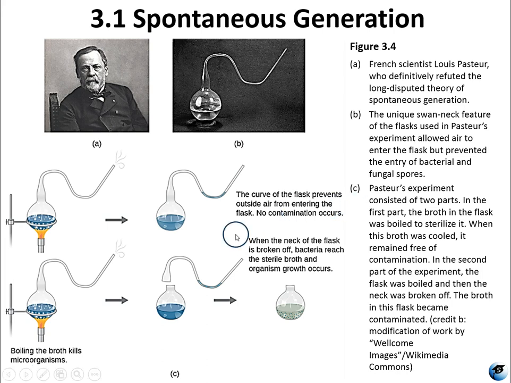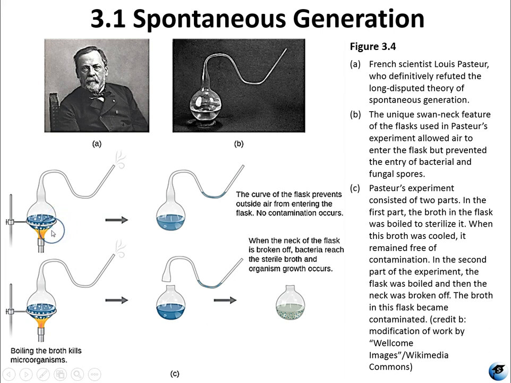Essentially, there were two parts to the experiment. In the first part, he had broth in the flask, okay, and broth has things in it that bacteria and fungi and things love. So if there's anything in the air or anything at all that could get into it, then they're going to go in there and reproduce and grow and grow and grow, right? Well, we know that now, but this experiment really kind of showed the difference. So what he did is he sterilized the broth.